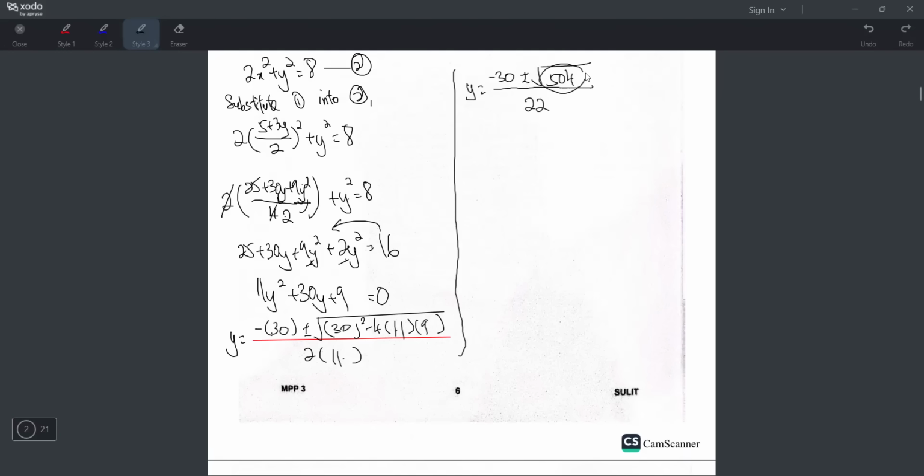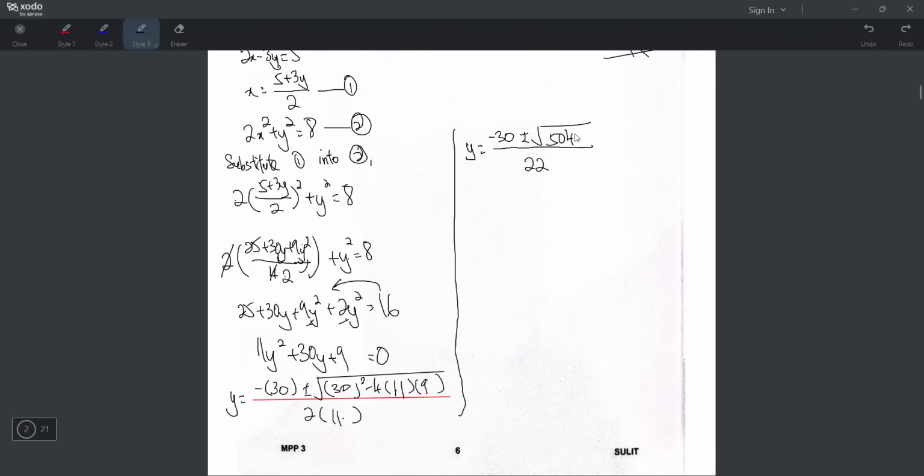And there is a name for this value. We call this the discriminant. Okay, discriminant. Dalam bahasa Melayu, pembeza layan. What is pembeza layan? Pembeza layan, discriminant, is the b squared minus 4ac answer, right?